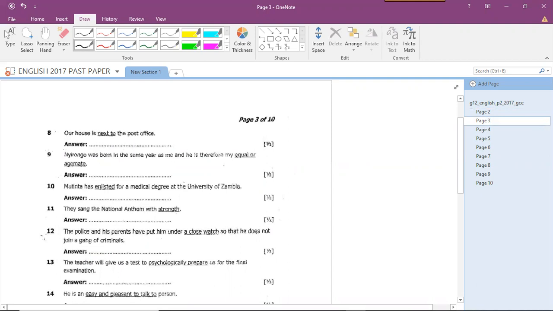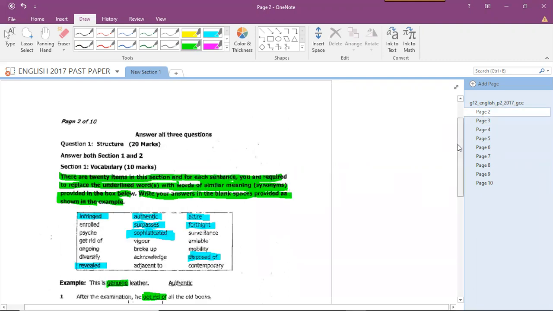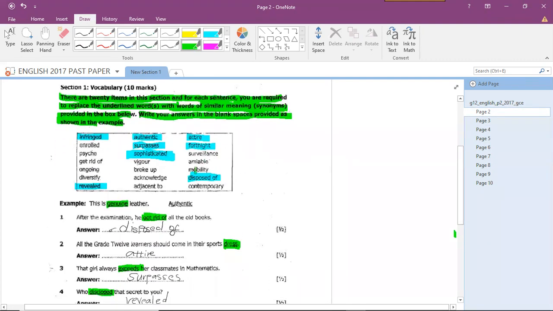Our house is next to the post office. So we're looking for a word that is synonymous with next to, or that is similar in meaning with the word next to. So do you want to give this one a try? Which one do you think is synonymous with next to in these words that we have left? Enrolled, psych, get rid of, ongoing, diversity, vigor, broke up, acknowledged, adjacent to, contemporary, mobility, amiable, and surveillance. Which words do you think rhymes with close to?